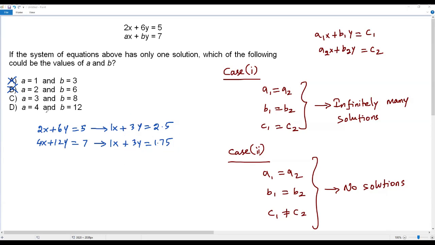Since we get no solution when I use A = 4 and B = 12 in answer choice D, it does not satisfy the condition given in the question, that is only one solution. So we can reject option D as well. So only in answer choice C, where the value we have for A is 3 and the value we have for B is 8, when I plug it into the given system, it gives only one solution. So the correct answer choice for this question is answer choice C.